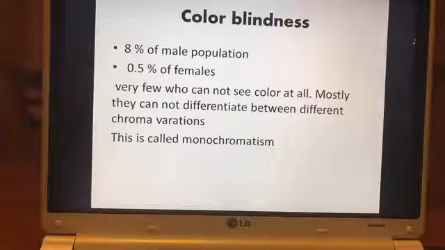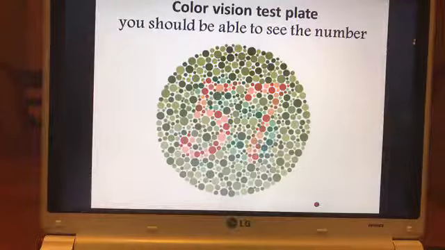So it's very important to make sure that you are not one of those people who have color blindness. This is called color blindness or monochromatism. How do you do this? You go to an ophthalmologist, a physician, an eye specialist, and you pay $200 for a consultation. There must be an easier way. Just download from the internet the color vision test plate over here, and if you don't see the number inside this circle, you might have color blindness.